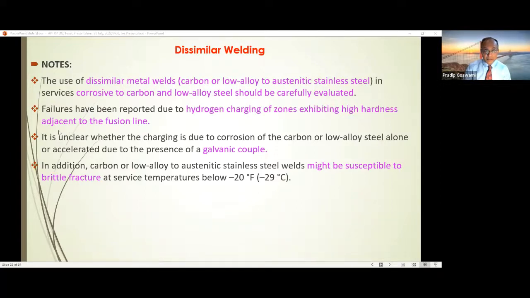If the hardness is high adjacent to the fusion line, which is a very common problem in any dissimilar material welding, failures have been reported. Also, when there is a dissimilar weld, there is always a possibility of a galvanic action or a galvanic coupling being in place. And when there is a galvanic couple in a corrosive environment, there is a possibility of forming hydrogen charging also.